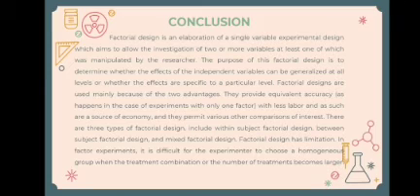Factorial designs are used mainly because of two advantages. Number 1, they provide equivalent accuracy, and the second, they permit various other comparisons of interest. There are three types of factorial design, including within subject factorial design, between subject factorial design, and mixed factorial design. Factorial design has a limitation. In factorial experiments, it is difficult for the experimenter to choose a homogeneous group when the number of treatment combinations becomes larger.